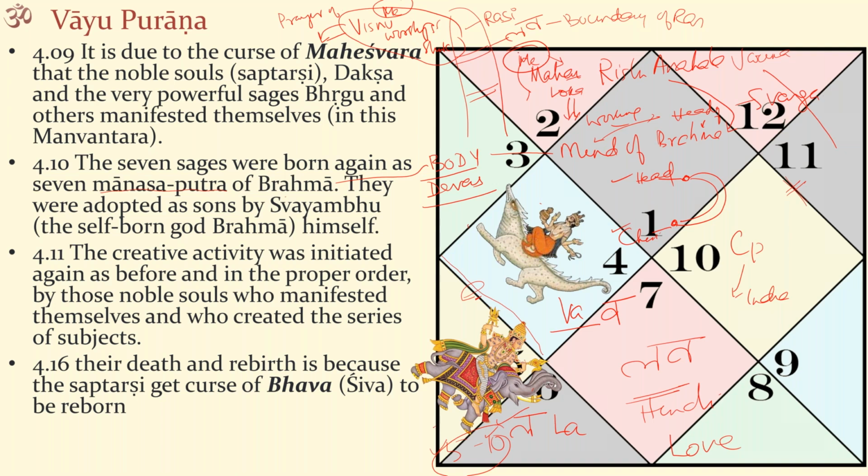Because Maheshwara seems to have got angry with them. And there they are coming down to the head of Brahma. That is why they are called Manasaputra. Manasaputra are those that are born from the head. They are not born from the loins. They are not born from the Agni Mandala.